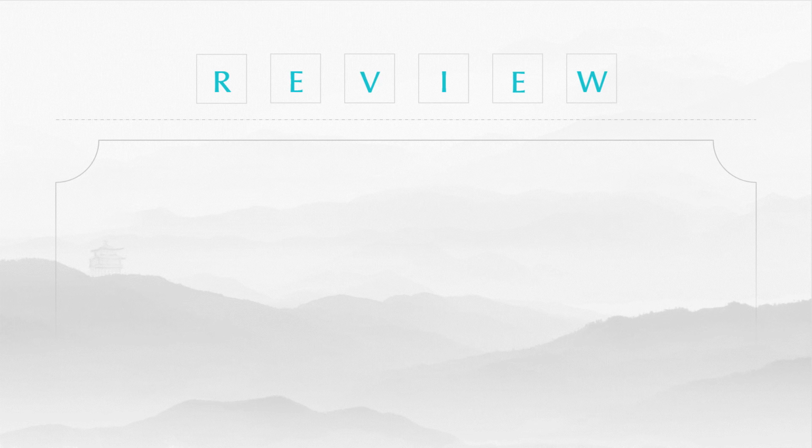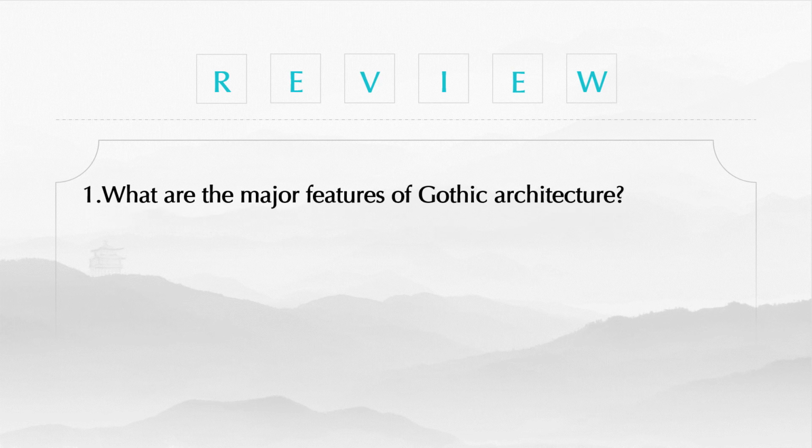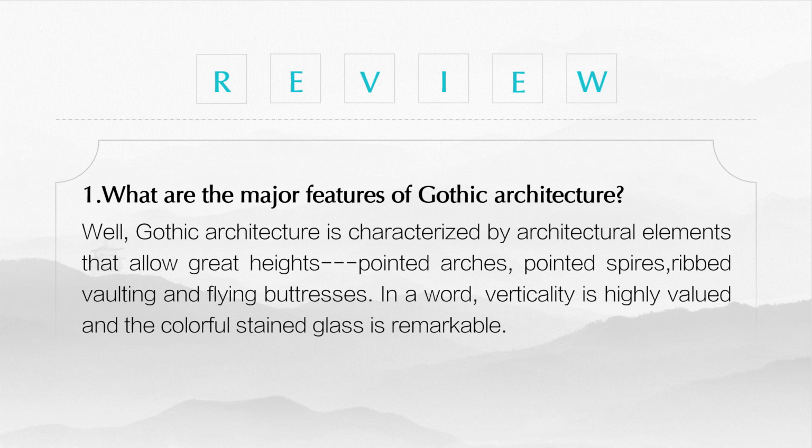Question number 1. What are the major features of Gothic architecture? Well, Gothic architecture is characterized by architectural elements that allow great heights, pointed arches, pointed spires, raised vaulting, and flying buttresses. In a word, verticality is highly valued, and colorful stained glass is remarkable.